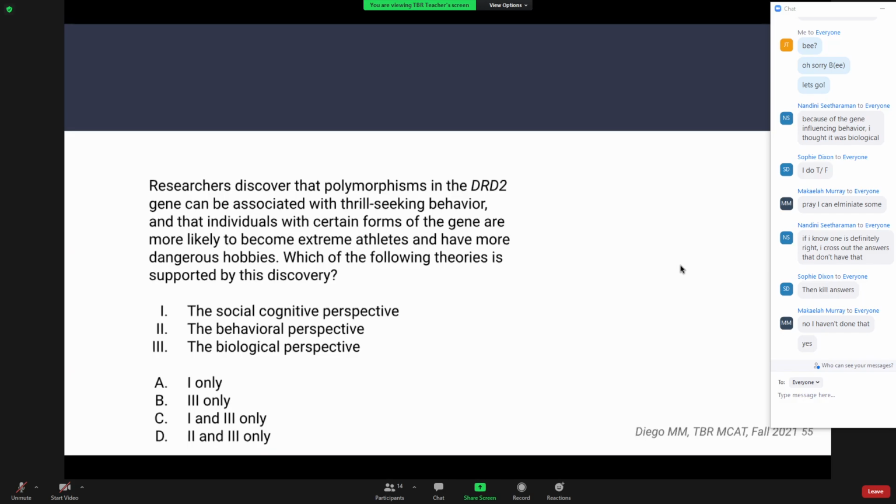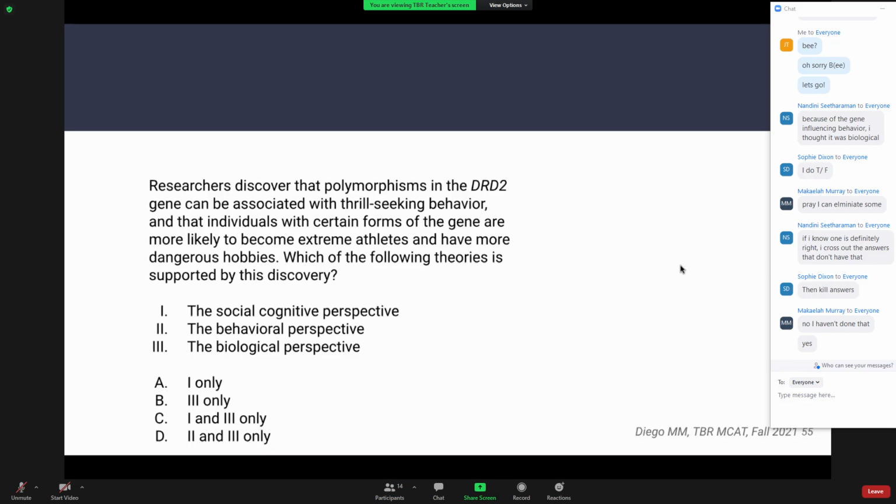The other thing that you have to note about Roman numeral questions is that you look at them and only one has a single Roman numeral in it. And the chances that a single Roman numeral alone is the right answer are very low, because normally they want to mix and match. So there's a great likelihood that A, Roman numeral 1 only, is not the right answer.